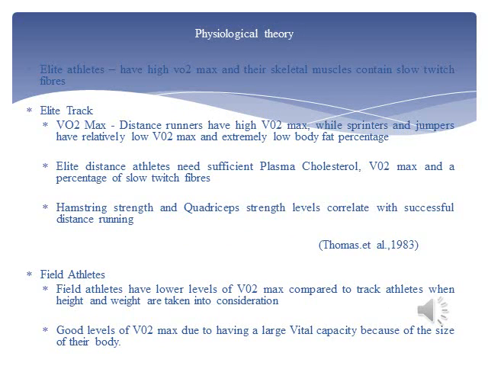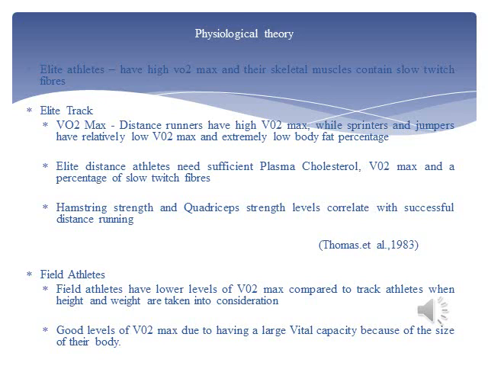This slide is of the physiological theory in elite and track athletes. It is said that elite athletes tend to have a high VO2 max and their skeletal muscles contain slow twitch fibers. Elite distance runners have high VO2 max, while sprinters and jumpers have relatively low VO2 max and extremely low body fat percentage. These certain characteristics might be used as goals in training programs to identify an athlete for potential success.